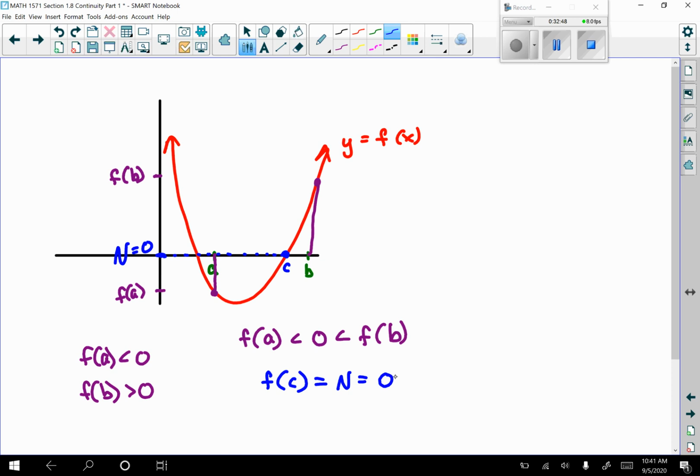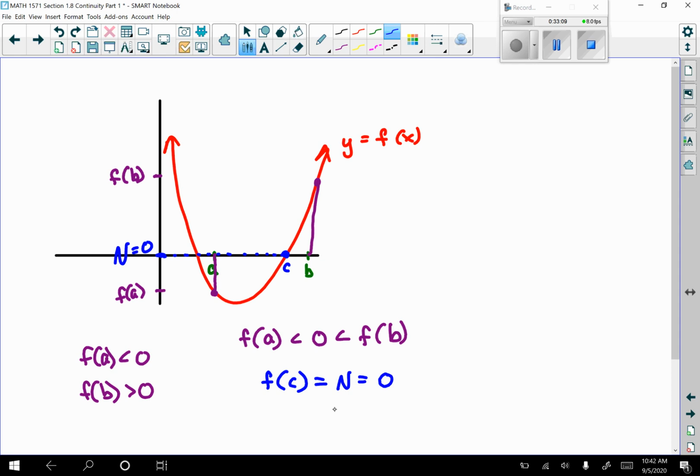So as long as the whole graph is continuous, if I'm over to the left and I need to move over to the right, so if f of a is below 0 and f of b is above 0, it makes sense that as I travel between a and b, I have to cross the x-axis somewhere, and that's what's happening here at f of c.